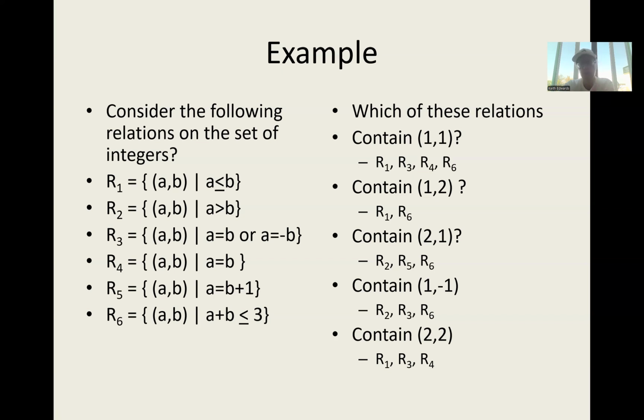Which ones contain 1, 2? Well, R1 and R6. Which ones contain 2, 1? R2, R5, and R6. Which ones contain 1, minus 1? Again, there you have R3 because A is equal to minus B. And which ones contain 2, 2? R1, R3, and R4, just like we did with the 1, 1, but R6 is not there because 2 plus 2 is 4, and that's not less than or equal to 3.